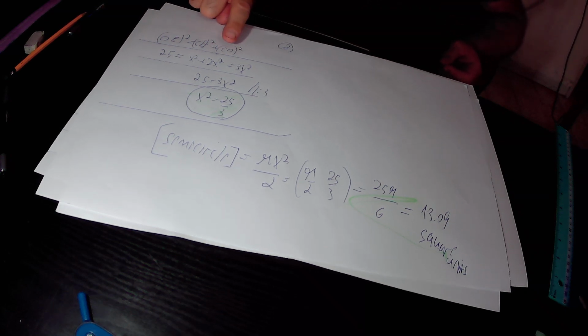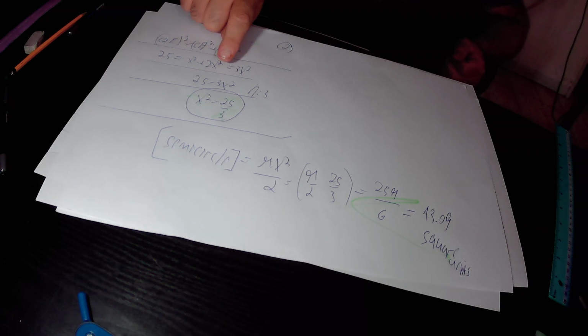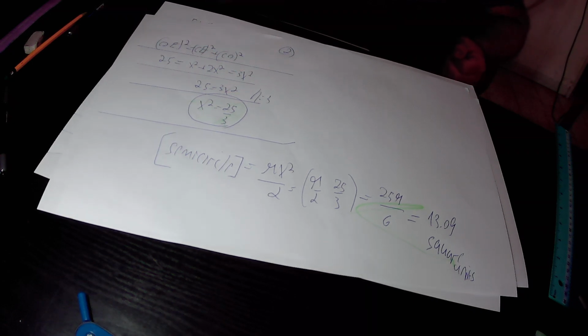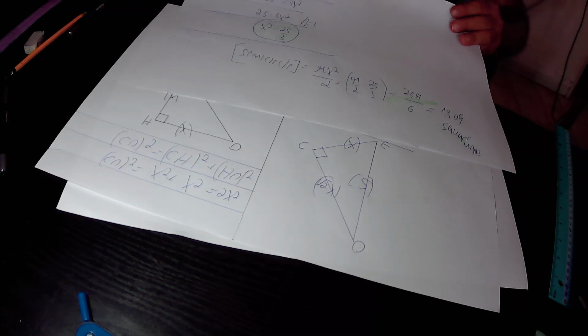So in conclusion, 25 equals 3X squared. Here we divide this equation by 3 and find that X squared equals 25 over 3. Okay? X squared equals 25 over 3.